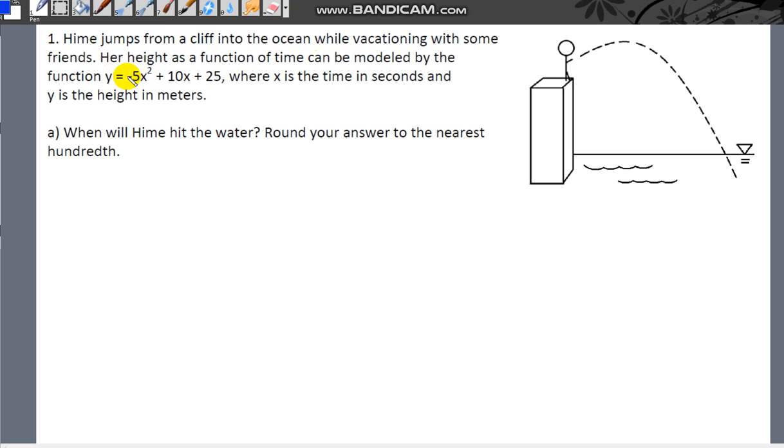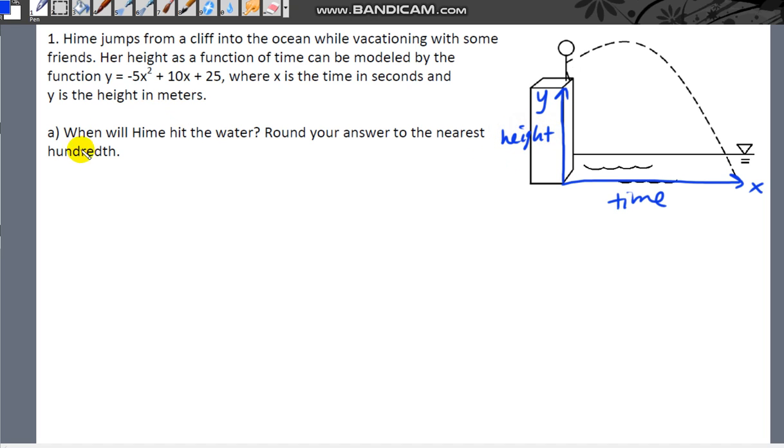So we have the equation y equals negative 5x squared plus 10x plus 25, where x is a time in seconds and y is the height in meters. Let's think about what we have here. x is going to be represented by time, so it's not going to be distance, it's going to be time. And our y-axis, this is our y, is going to be represented by height.